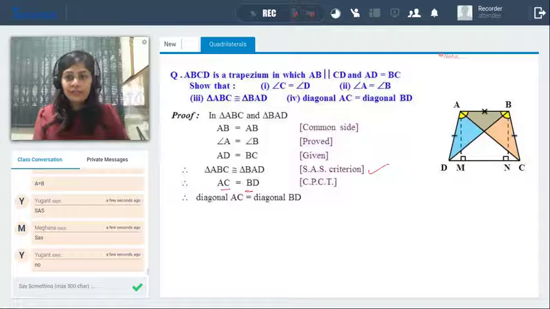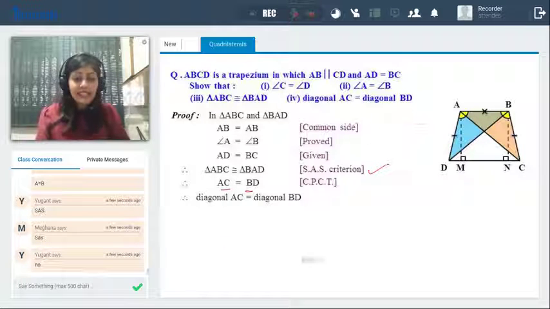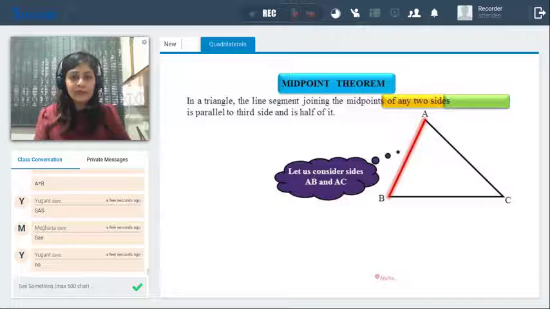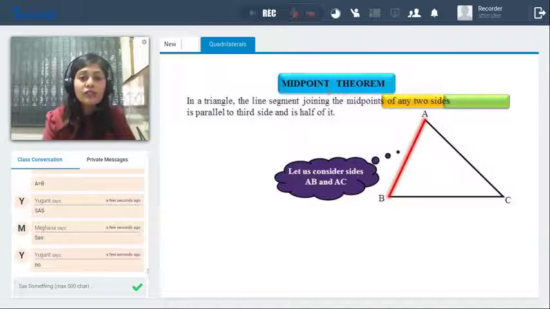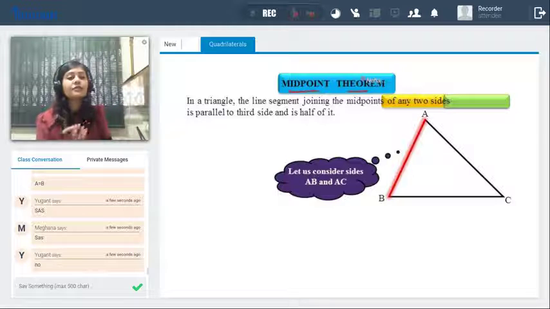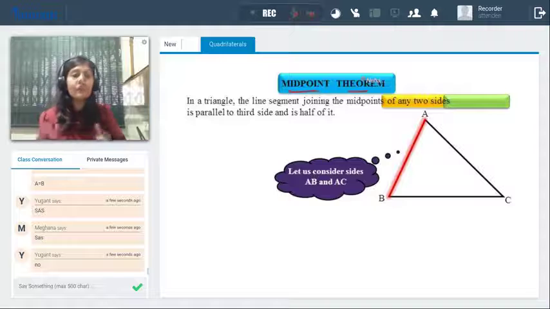All right, students, so let's quickly move ahead now. Now, we move to the most important theorem of this chapter, also known as the midpoint theorem. This theorem is going to be used even in your 10th standard, so you cannot forget it. We're going to first look at this theorem and we'll prove it in the later slides.